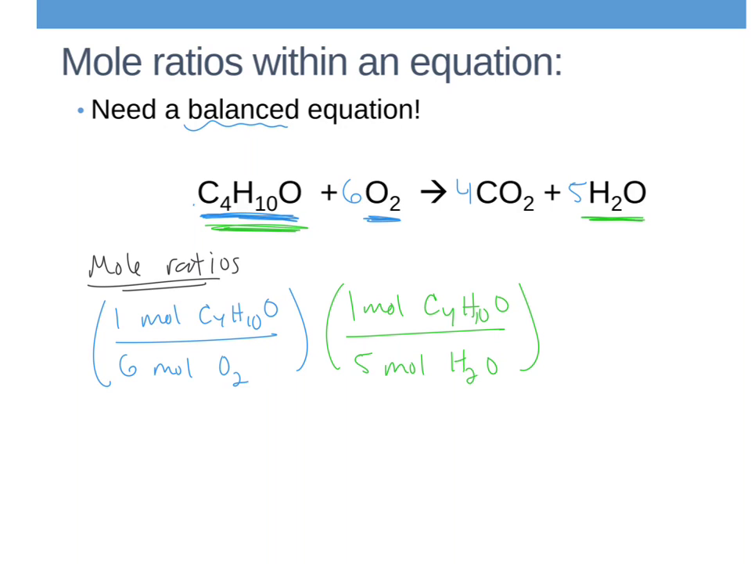Or I shouldn't say butane, of that C4H10O thing. And I can compare any two things. It doesn't have to involve the first thing. It could be between, well, what's the relationship between carbon dioxide and water, right? I could have that one.